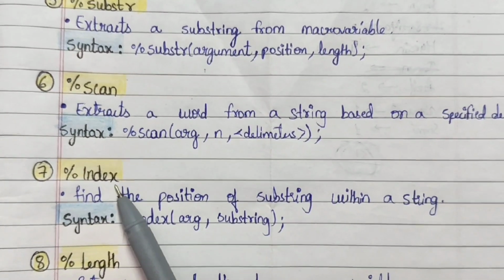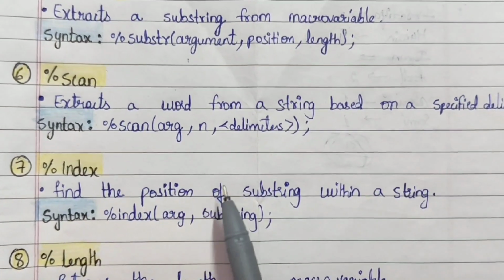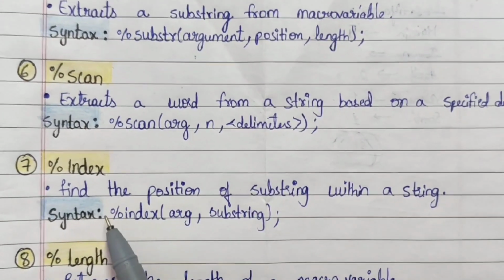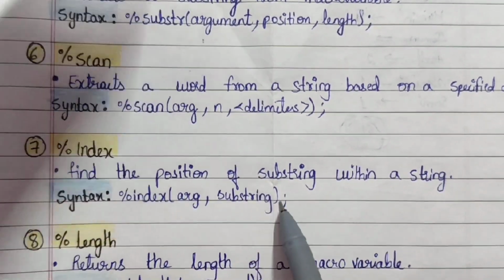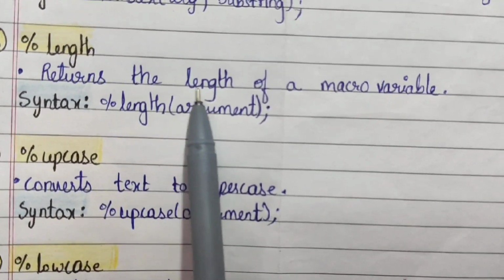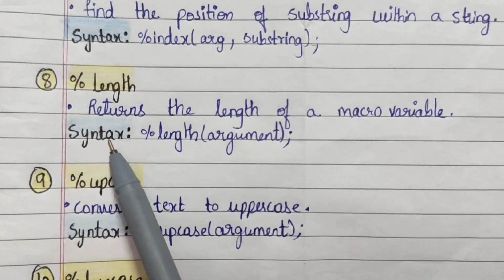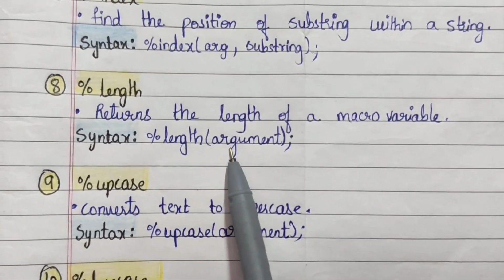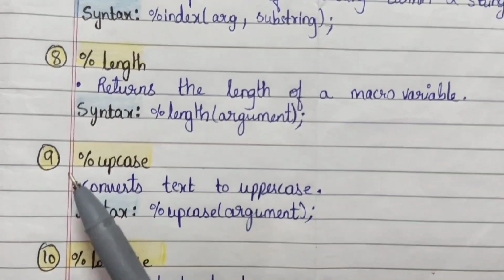Then %INDEX. What is the purpose of %INDEX? It finds the position of a substring within a string. The syntax is %INDEX, argument, comma, substring. Next is %LENGTH. The length function returns the length of a macro variable. The syntax is %LENGTH, and in the parentheses you use the argument, semicolon.